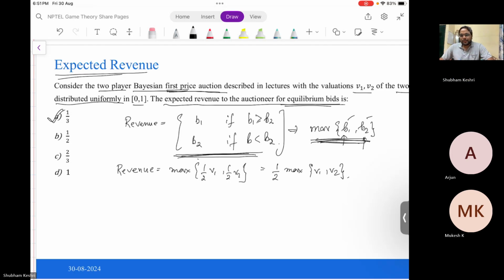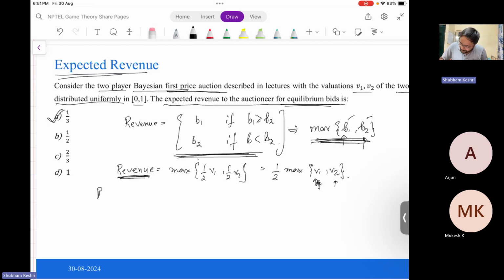Now you see, this V1 and V2 are actually random variables. We don't know the value. So you cannot obtain some value of revenue, since it is dependent upon a random variable. Therefore, you have to take expected revenue. Revenue itself becomes a random variable. This revenue is a function of random variables.